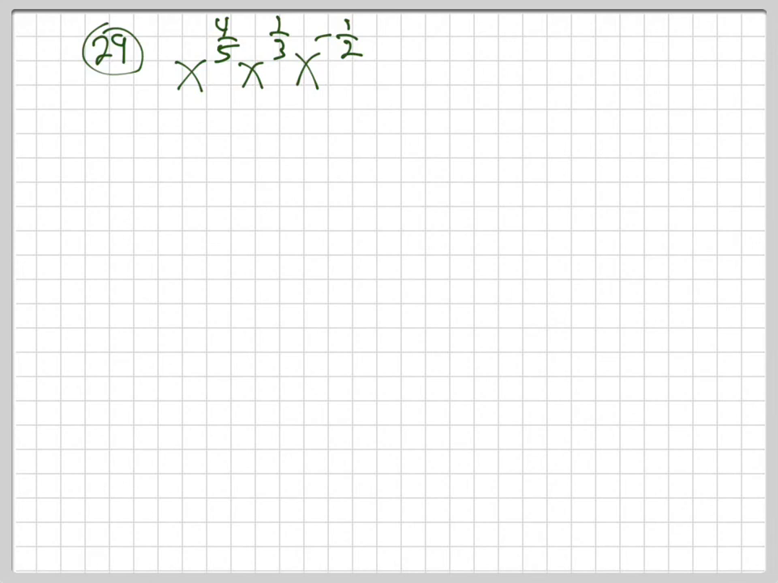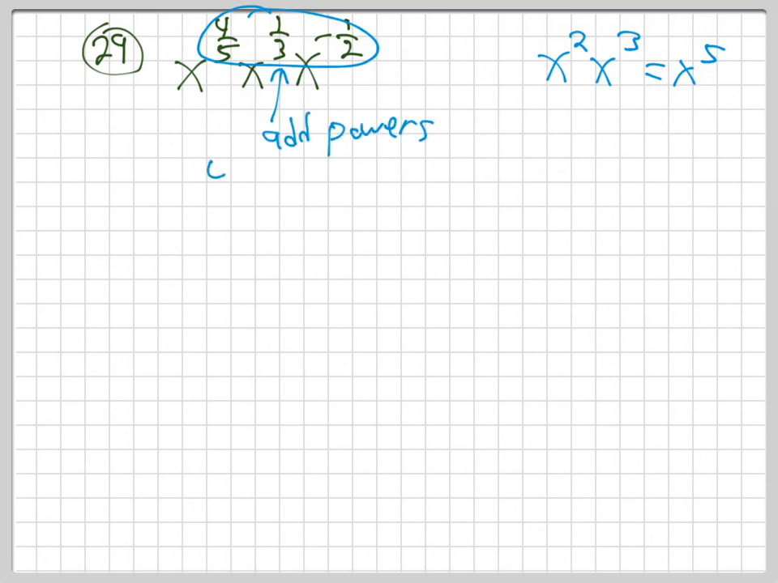Okay, so they give us this problem where we're multiplying these x's with powers. I bet you guys remember, what do you do with x squared times x cubed? Remember what the rule is there? Let's just do a simple example and then use that knowledge to do the harder one. Yeah, the powers, huh? Remember that? Yeah, that is x to the fifth. So we know we need to add the powers, don't we? So we need to take 4/5, add 1/3, add negative a half, don't we? We've got to add up those powers.